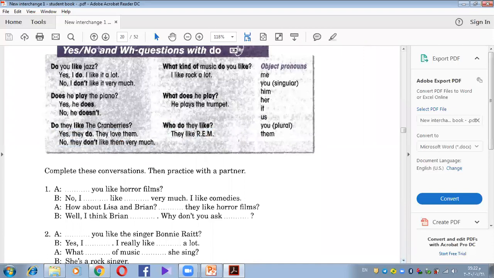Okay, do you like jazz? Yeah, I do. I like it a lot. No, I don't like it very much. What kind of music do you like? I like rock a lot. Does he play the piano? No, he doesn't. Yeah, he does. Do they like the Cranberries? It's the name of the group. Yeah, they do. They love them. No, they don't. What does he play? He plays. Okay. Who do they like? They like, and you say the name.